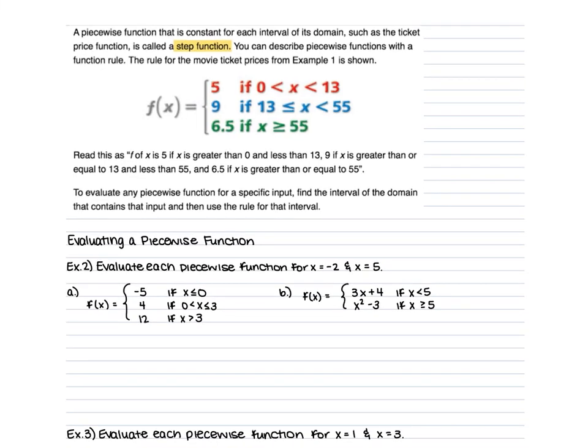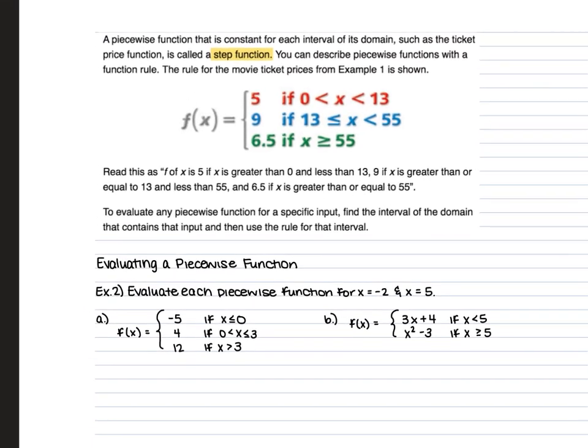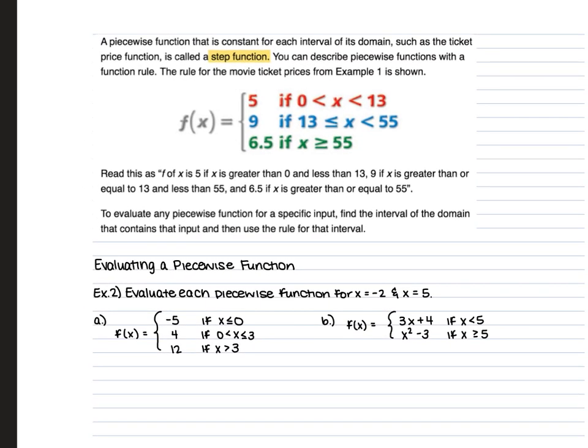For these functions, they are going to be written like what you see here up top. The f of x is equal to 5 if 0 is less than x, which is less than 13, 9 if 13 is less than or equal to x, which is less than 55, and 6.5 if x is greater than 55. So you have to look at these and see which is true.